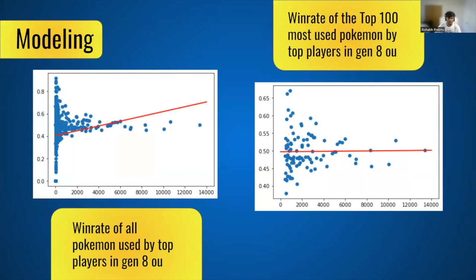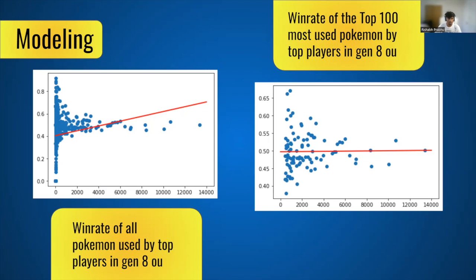Onto the modeling. Here we have some graphs made using Matplotlib. On the left, you have a graph showing the win rate of all Pokemon used by top players in Gen 8 OU. As you can see, there's a large amount of clumping around 0 because of the major fluctuations, as one could use a Pokemon in one match and win that one match and have a 100% win rate, or play one Pokemon in one match and lose that match and have a 0% win rate. As you can see, those very few dots near the very bottom left.